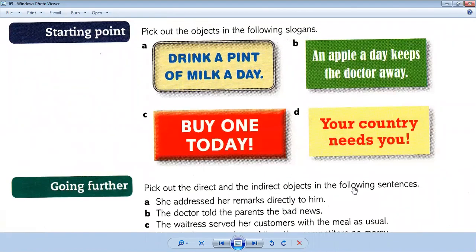The last sentence, the waitress served her customers with the meal as usual. So the waitress is the subject. Served is the main verb. Served who? Her customers, that's the direct one. With the meal is the indirect object.